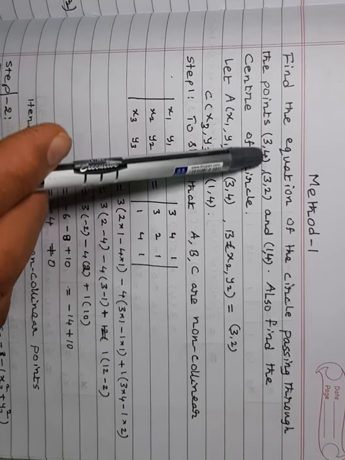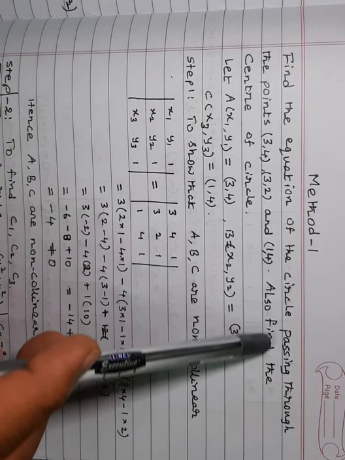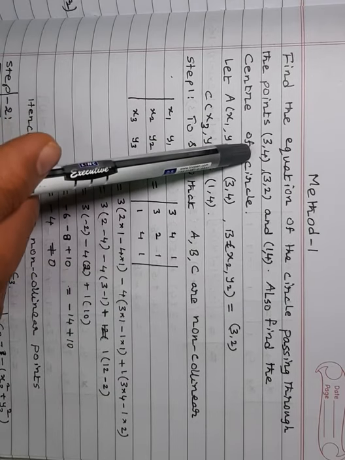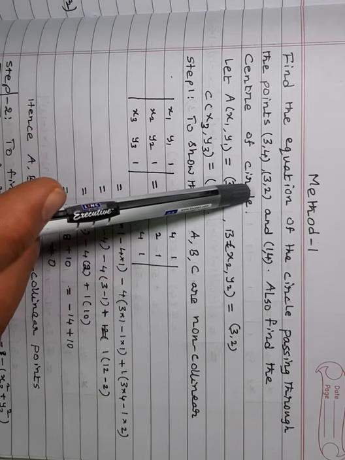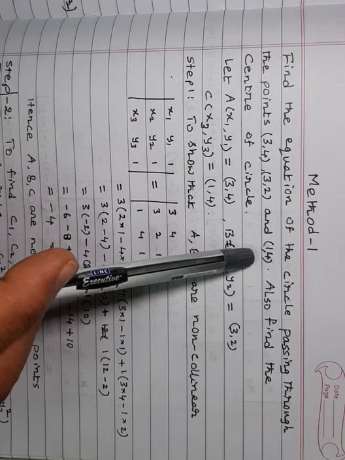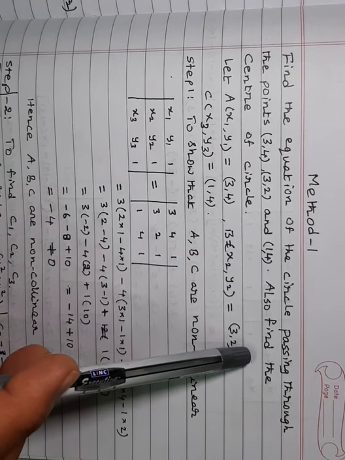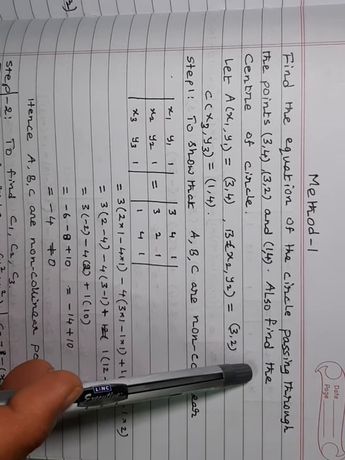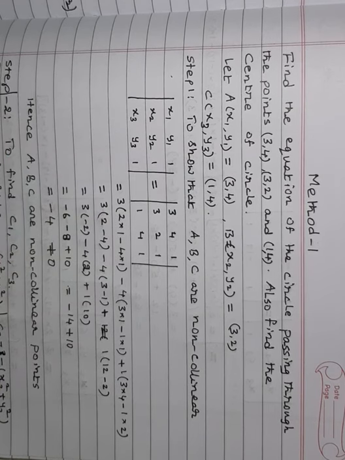Find the equation of the circle passing through the points (3, 4), (3, 2) and (1, 4). Also find the center of the circle. That is, we have to find the equation of the circle passing through 3 non-collinear points. Now we have the formula.